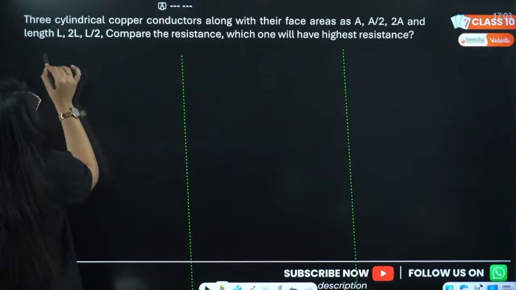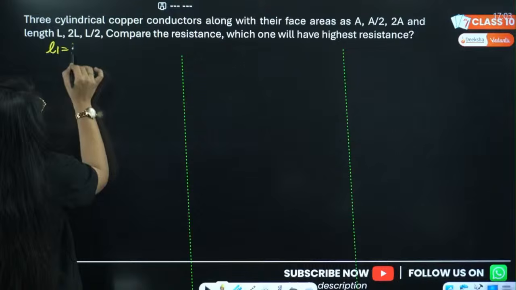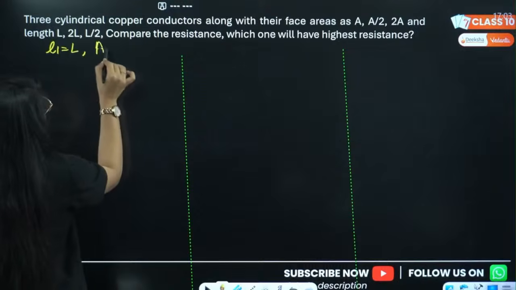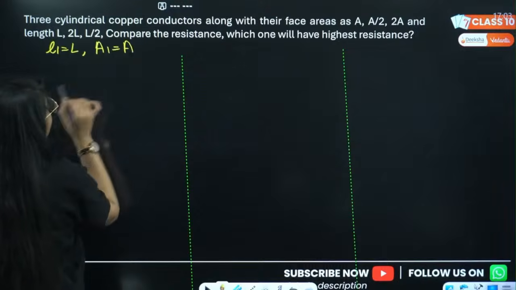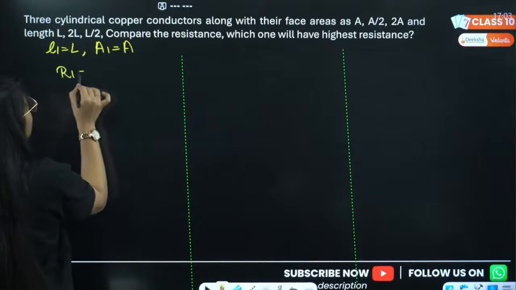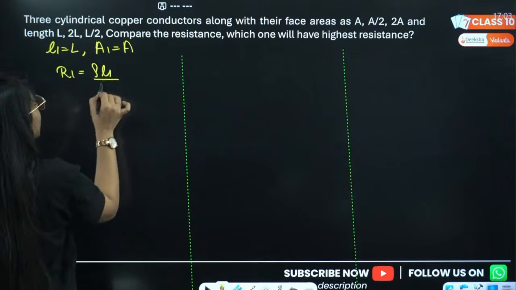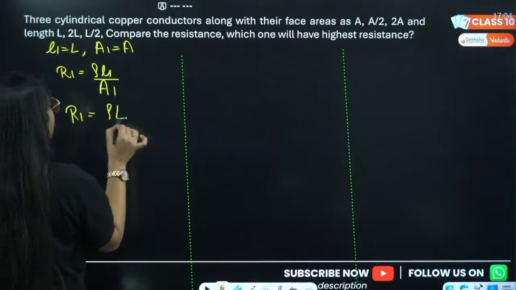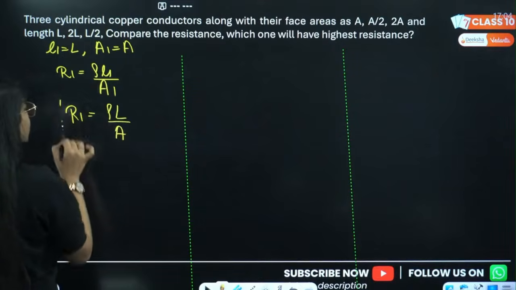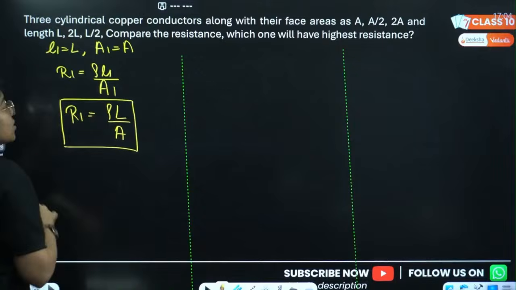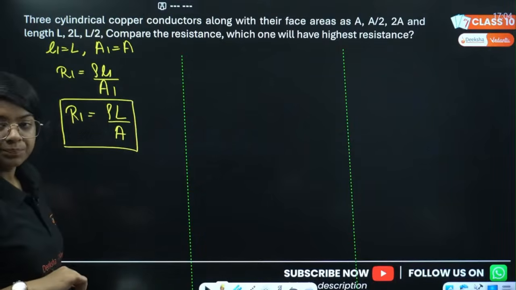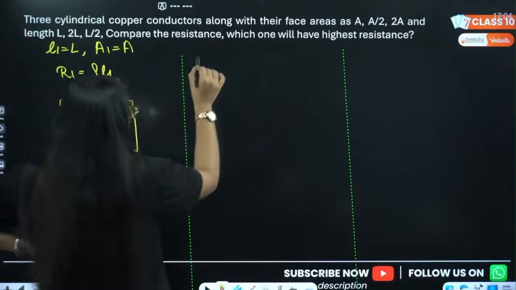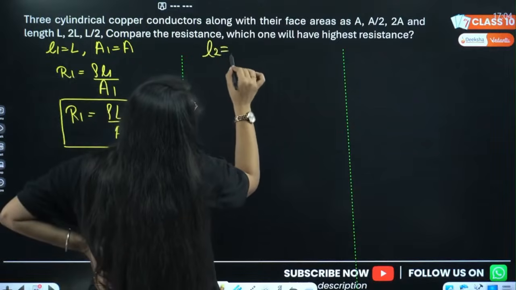So look, the first case is L1 is L and A1 is A, right? So I can write R1 as rho L1 by A1, and R1 is rho L by A. Correct. This is the first resistance.